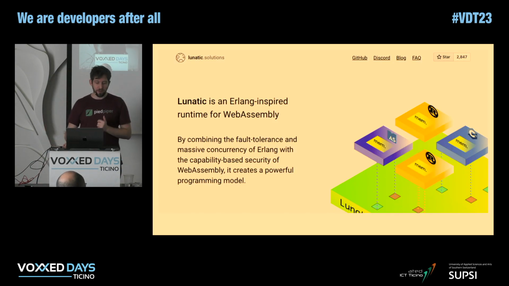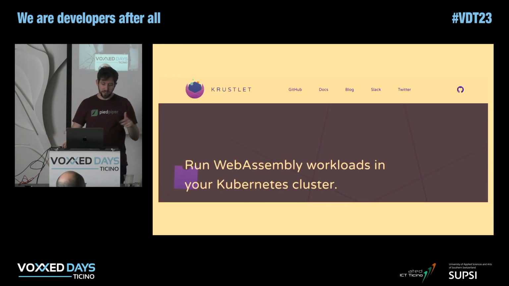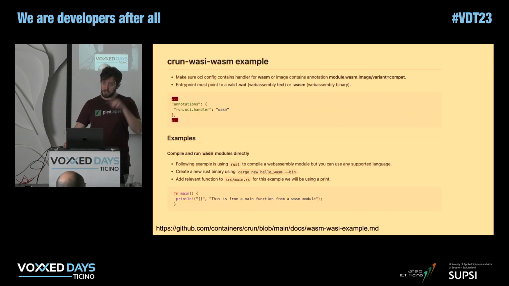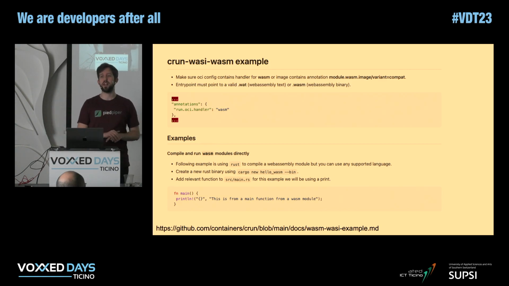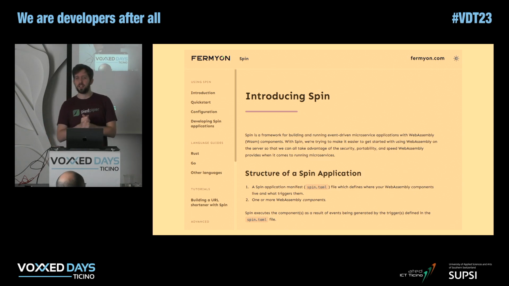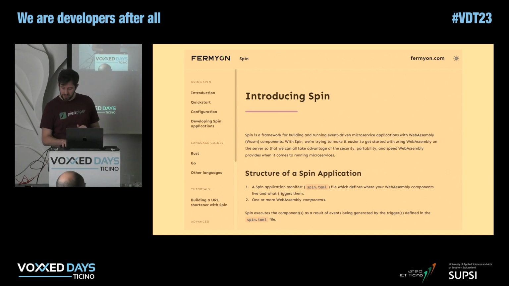Lunatic is an Erlang-inspired runtime for WebAssembly. Under the hood, it's using Wasmtime. Krustlet is to run WebAssembly payloads in your Kubernetes clusters. crun also has the possibility to run WebAssembly in your Kubernetes cluster. So there's a lot of interesting projects that allow you to run WebAssembly in a number of ways. Last thing that I want to show you, one minute. I want to show you this Fermyon.